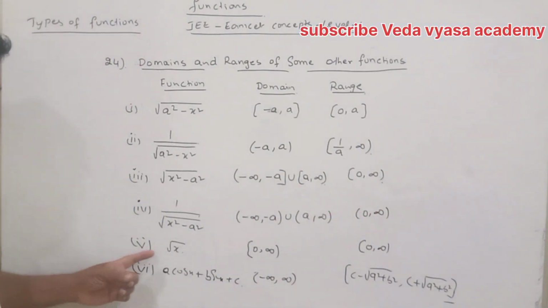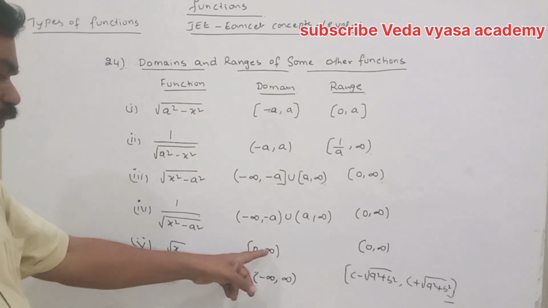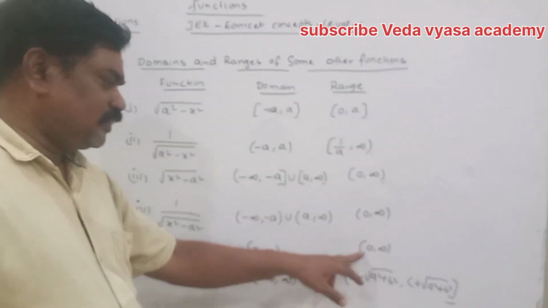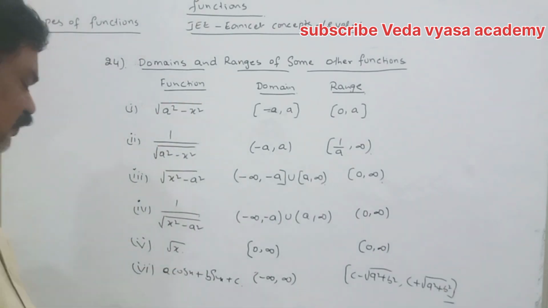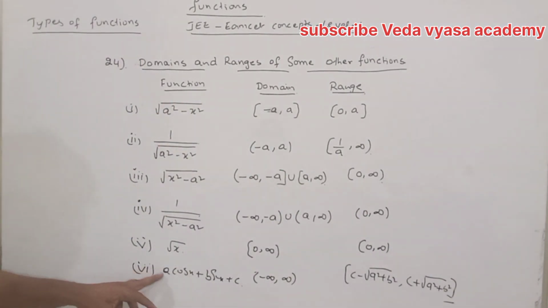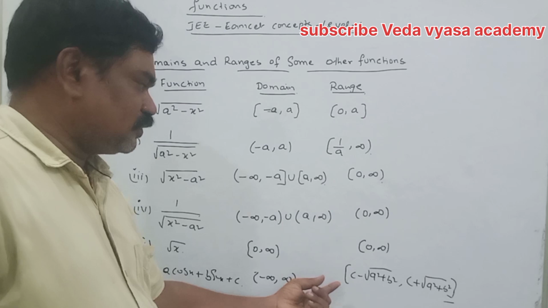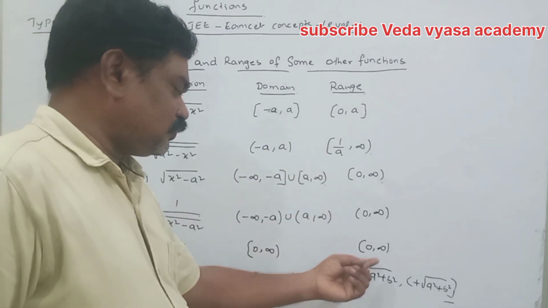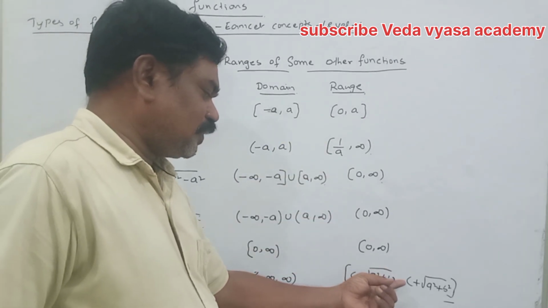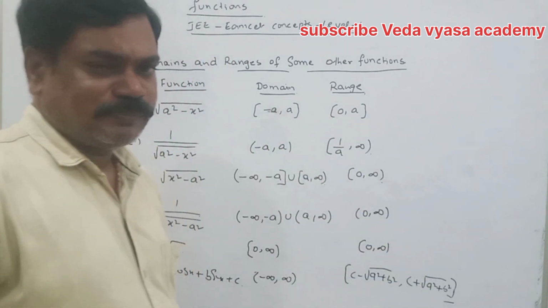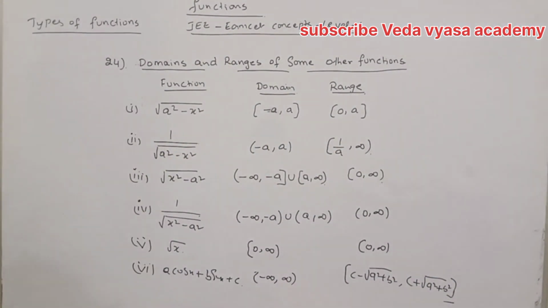Root x domain is closed 0 to infinity open, and the range is closed 0 to infinity open. This a cos x plus b sin x domain is minus infinity to infinity, open, and the range is closed, c minus root over a square plus b square comma c plus root over a square plus b square, closed. These are the sum of the functions with domains and ranges.